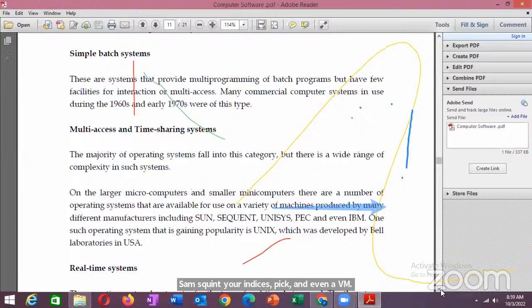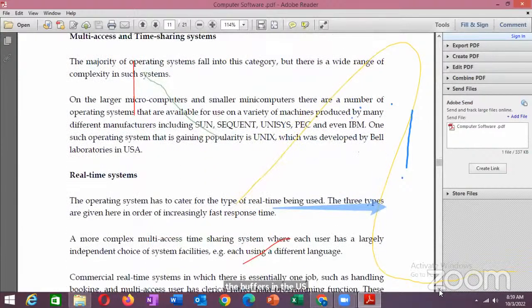One such operating system that is gaining popularity is Unix, which was developed in laboratories in the US. So actually you can use it free of charge. It's not like Windows where you have to pay to get some of these rights.